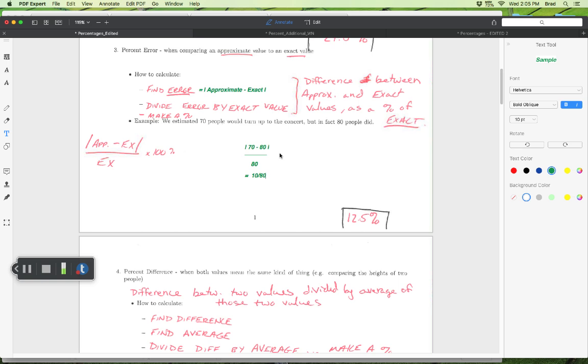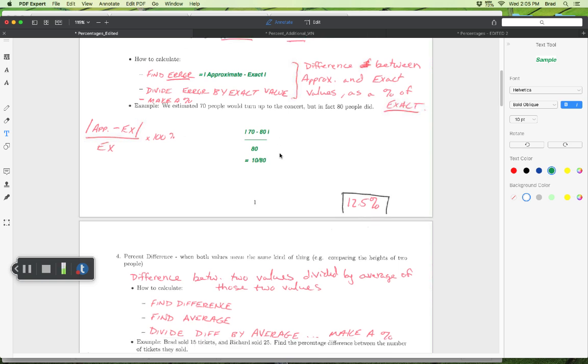That's an important thing to know. 12.5% off, depending on what you're talking about, can be quite significant. It's a lot bigger than if we measured, let's say, 5.5% off or 2.5% off. Those numbers are much smaller, and we want to be able to know not only how to calculate them, but what they mean when we use them.